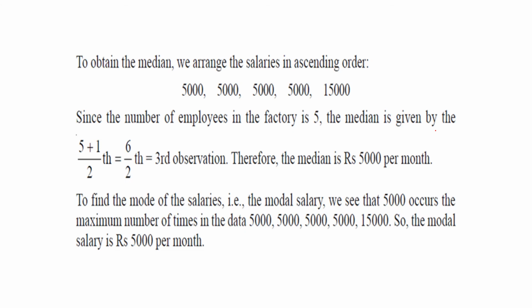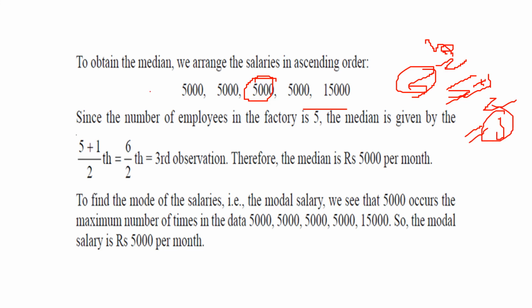How about the median? Just arrange them in ascending order. This is the central one. We have 5 observations, so (5 plus 1) by 2, that is the third observation. So 1, 2, 3, this is the value. And to find the mode of the salaries, the modal salary, because 5,000 has come 4 times, this is the mode.